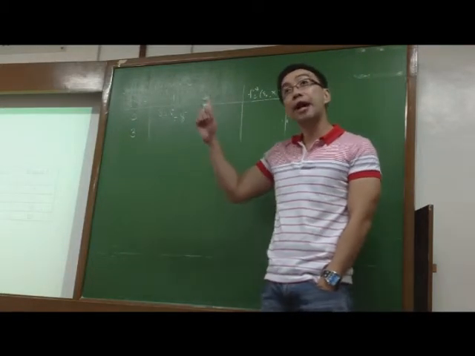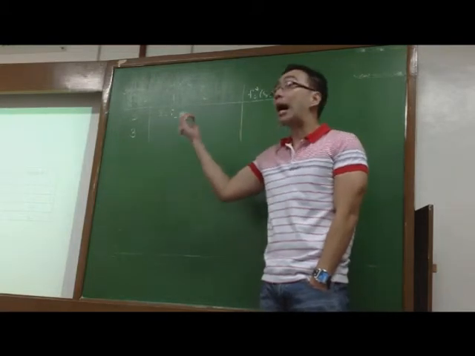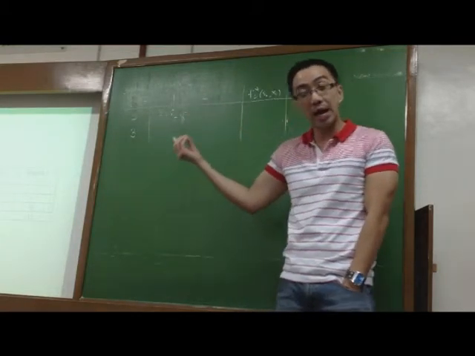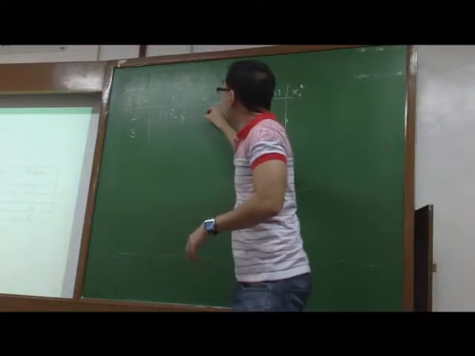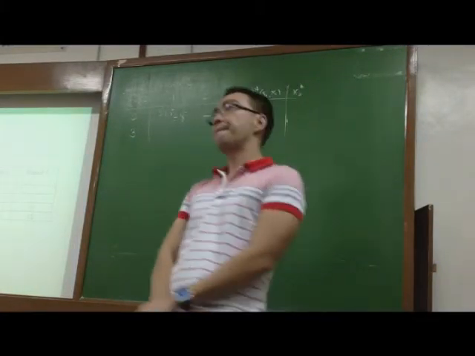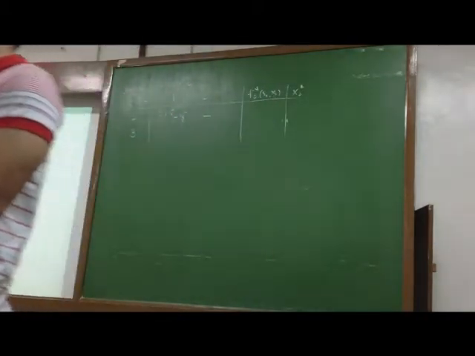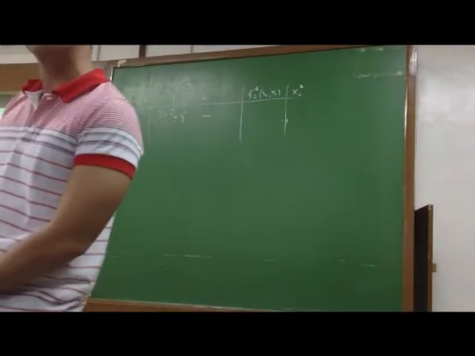Hindi pwede. The fact na magiging zero ang ating available salesman, eh wala ka namang S3 equal to 0. So therefore, 2 and 2 is what? Invisible. Di ba?